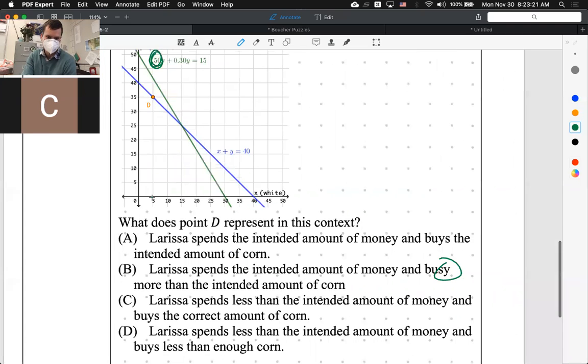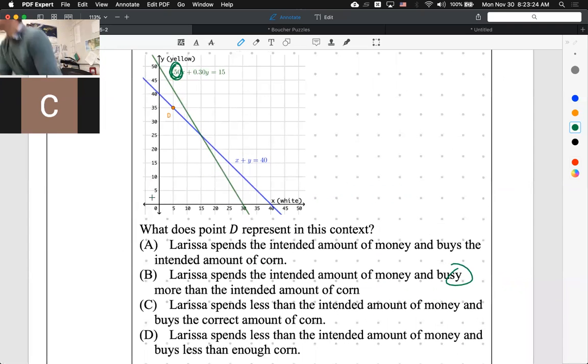All right, so let me zoom out a little bit so we can see the graph and these questions. If we're on the line, that means that we are a solution. If I have any point on this line, that means it is a solution to the amount of corn. That means I have the correct amount of corn, or Larissa in this case has the correct amount of corn.